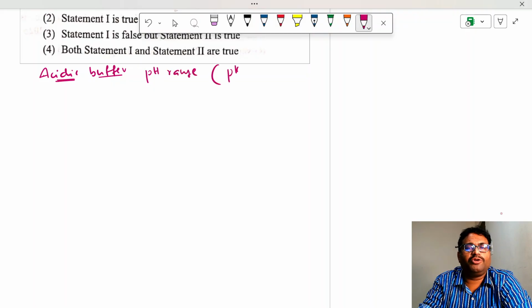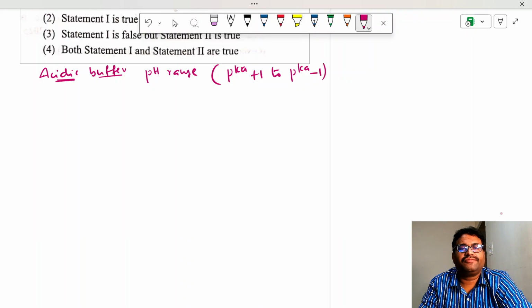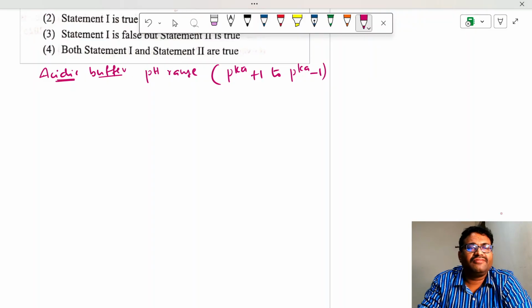The pH range is pKa plus 1 to pKa minus 1. So only between this pH range, that is pKa plus 1 to pKa minus 1, that buffer effectively works as a buffer. So what is the pH range? The range of pH in which the buffer works effectively.